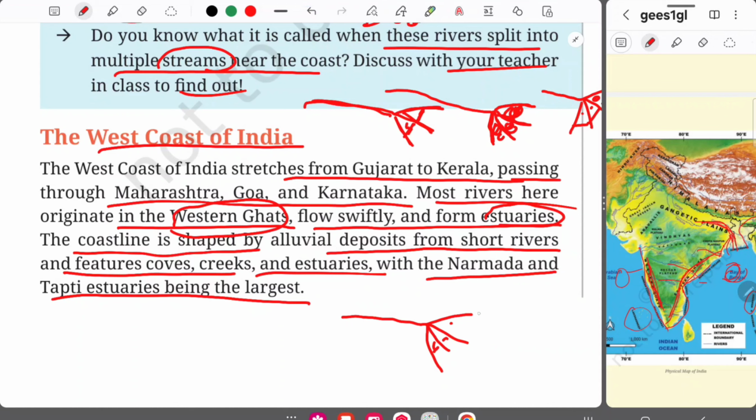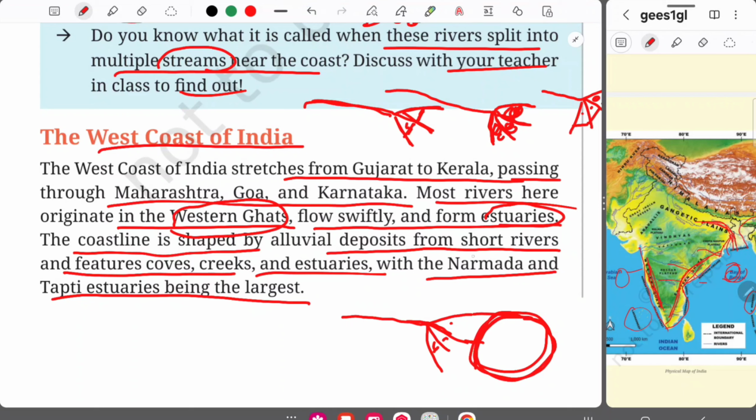And when these rivers are going to meet a larger ocean, suppose this is the Bay of Bengal, in this mouth, in this area, what will happen? This estuary will be formed. We can say it is a transitional zone between a river and the sea. Rivers have fresh water, and the ocean has salty water, isn't it? So the area where they meet, the transitional zone, is known as the estuary.